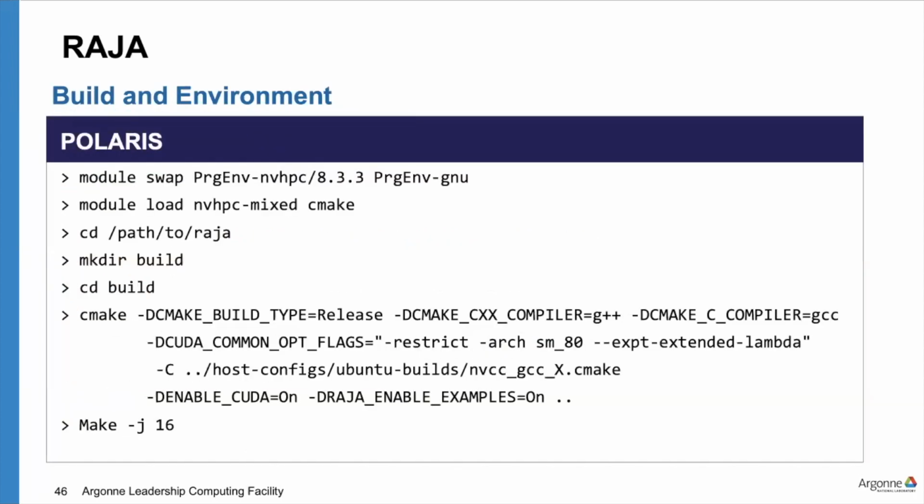Okay, so again, I'm going to swap over to the programming environment, module load NVHPC mixed. I also need to load CMake because we use that here, and we need a newer version than the default that's available. Then go into RAJA, make a build directory and go into it, and invoke this CMake command. Basically, we're telling it to use the GNU compilers, set the SM80, and then use this NVCC GCC CMake configuration. The real things you need here are enable CUDA, and enable examples, because that's going to build the code that we were just looking at.